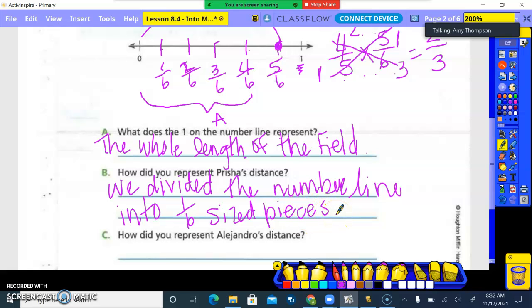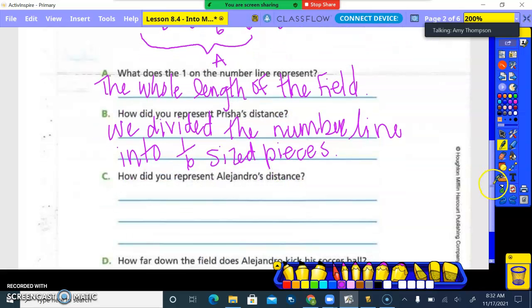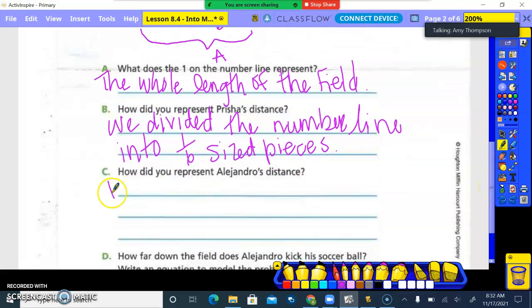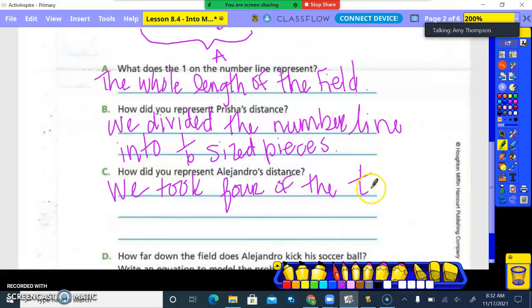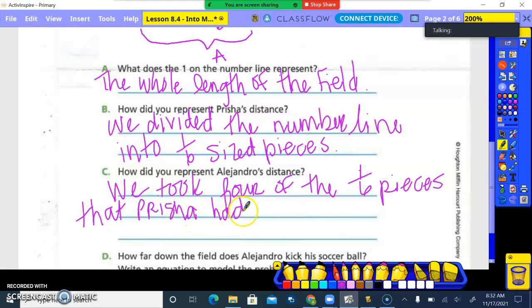Okay. Then how did you represent Alejandro's distance? So we took what, 4 of the 1/6 pieces that Prisha had. Okay.